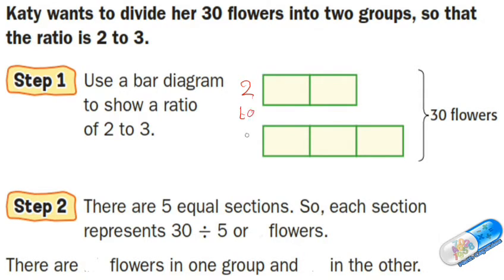Now we will count how many parts or sections there are in all. They are 5: 1, 2, 3, 4, 5. So we want to divide the 30 flowers over the 5. So 30 divided by 5 is 6. This means that each section contains 6 flowers. So I will put 6 in each section like this. So now it's easy to know that the first group is 6 plus 6, which is 12, or 6 times 2, which is 12, and the second group is 6 times 3, or 6 plus 6 plus 6 equals 18. So there are 12 flowers in one group and 18 in the other one.